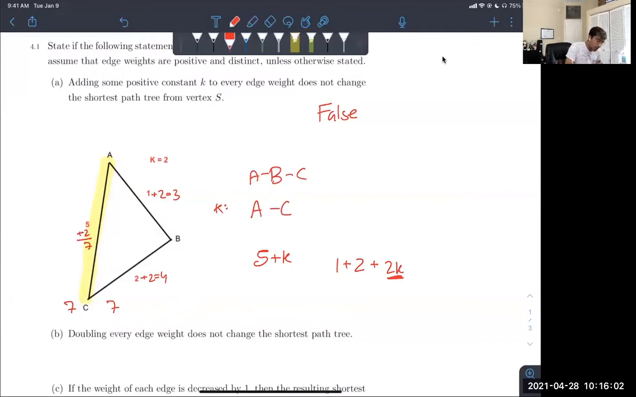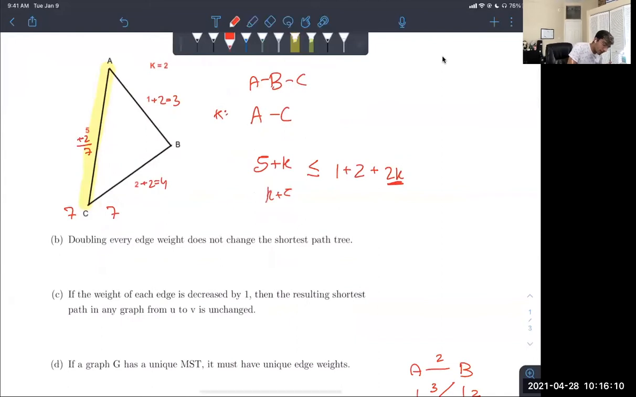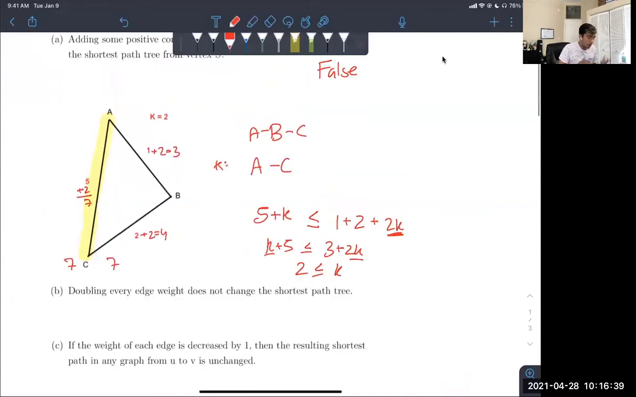So now if you were to compare that, we're trying to see which one would be less than or equal to. So we can do k plus 5 is less than or equal to 3 plus 2k. And then let's move k to this side. So k is greater than or equal to 2. So that means that any value where k is greater than 2 would make AC the better path to get to C. Whereas if k is less than 2, that would mean that ABC is the best possible path. So this is a little bit more rigorous proof. All you need to show is that there's a counterexample here, and that should help you understand why this statement is false. So let's move on to the next question.